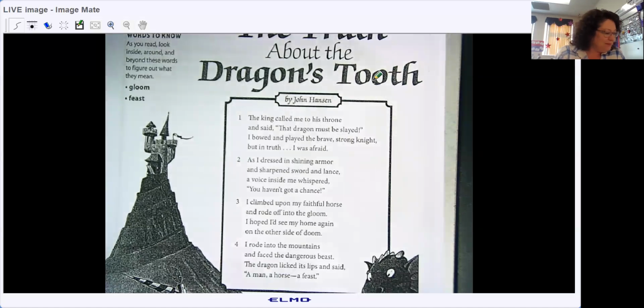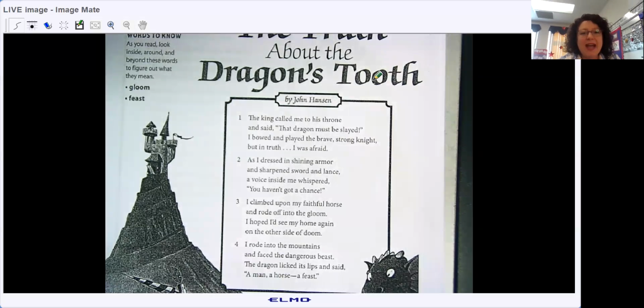The king called me to his throne and said, that dragon must be slain. I bowed and played the brave, strong knight, but in truth, I was afraid. As I dressed in shining armor and sharpened sword and lance, a voice inside me whispered, you haven't got a chance. I climbed upon my faithful horse and rode off into the gloom. I hoped I'd see my home again on the other side of doom. I rode into the mountains and faced the dangerous beast. The dragon licked its lips and said, a man, a horse, a feast.